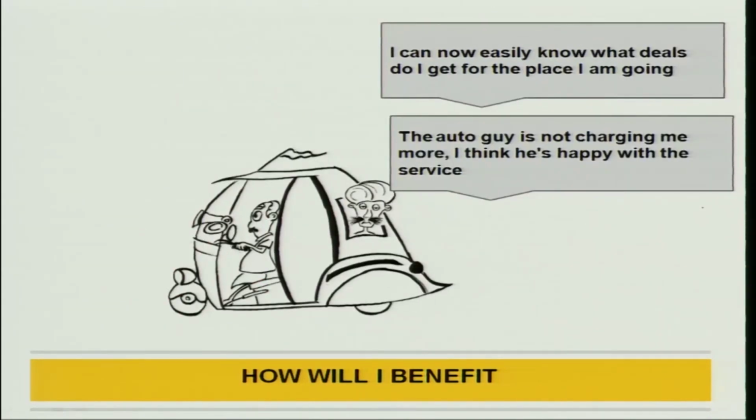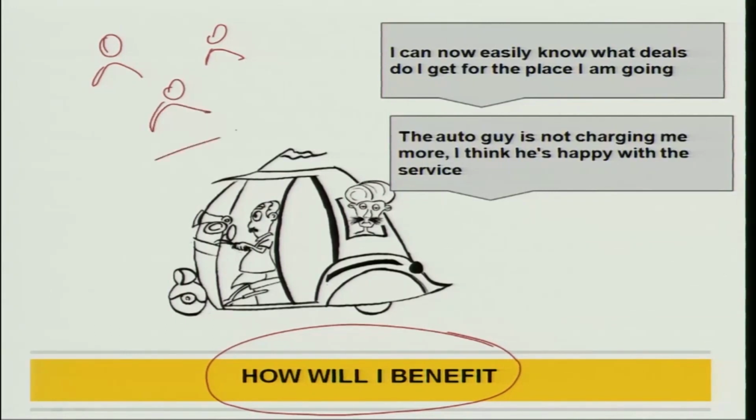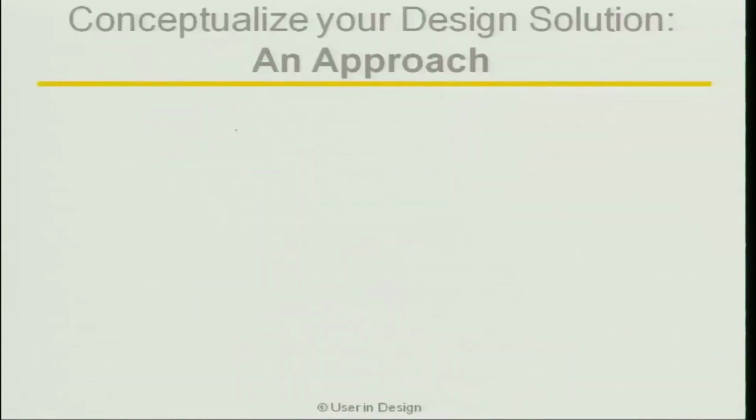Now, what is the customer saying? I can now easily know what deals do I get for the place I'm going. So when the customer defines the destination, some of the deals that are available become visible to the customer. The auto guy is not charging me more. I think he's happy with the service. So everyone's happy, right? So we were able to answer this question, what's in it for me, for all the three key stakeholders, okay? And based on that, the design was assessed.